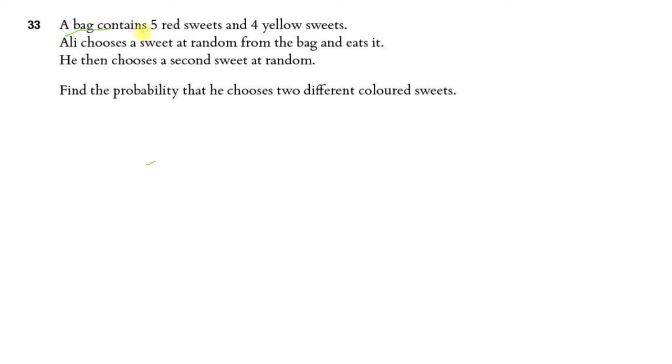33. A bag contains 5 red sweets and 4 yellow sweets. I'm just going to jot it down. 5 red, 4 yellow. Ali chooses a sweet at random from the bag and eats it. That means after taking one sweet out, he's not going to put it back inside the bag. He then chooses a second sweet at random. Find the probability that he chooses 2 different colored sweets.